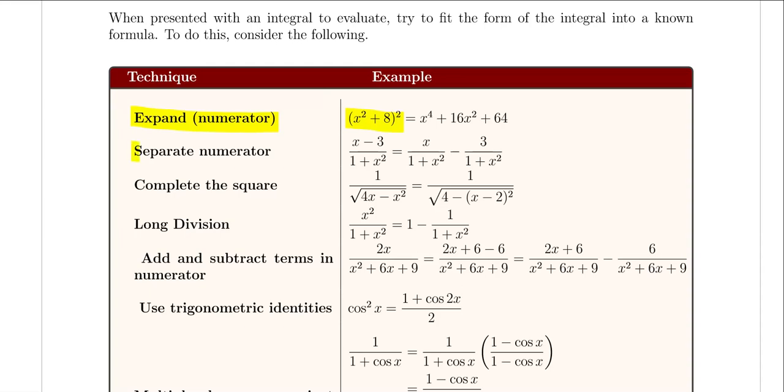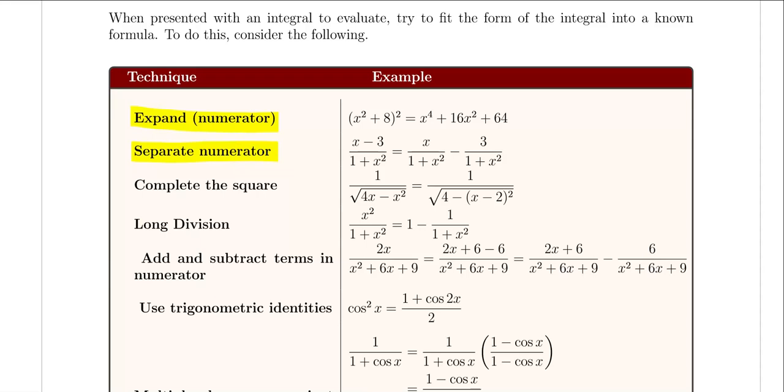Now another technique here is to separate the numerator. So in the case, let's say that we had a fraction where we have x minus 3 divided by 1 plus x squared, well, we can go ahead and recognize that you have two terms in the numerator, so we can split them up as x divided by 1 plus x squared minus 3 over 1 plus x squared.